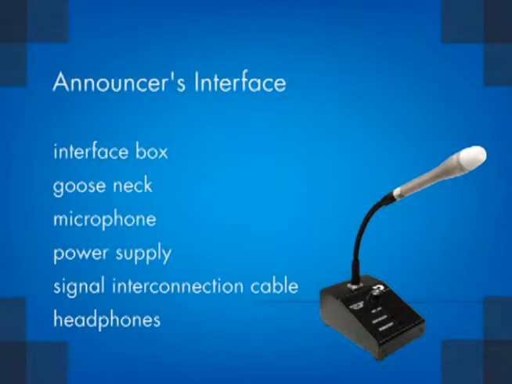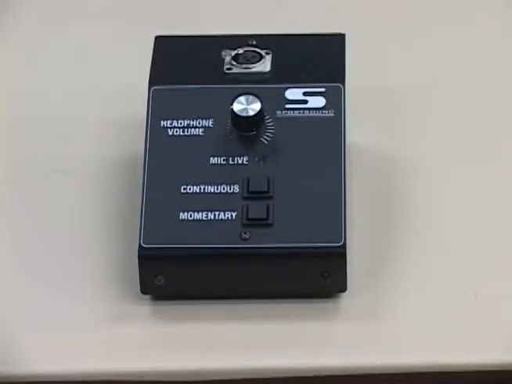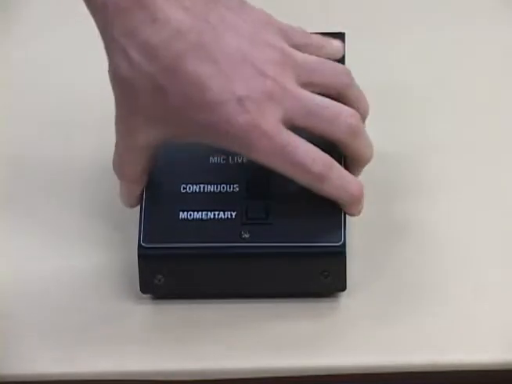The announcer's interface consists of six primary components: the interface box, a gooseneck, microphone, power supply, signal interconnection cable, and headphones. We'll start out by going over the interface box connection points and controls.